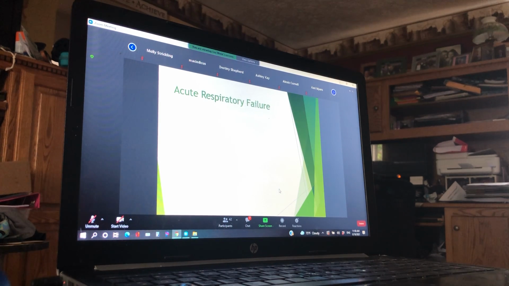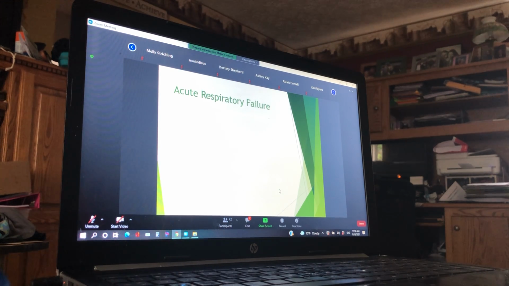Okay, so the first thing we're going to do then on your sheet will be on page 2 of your notes, and it's respiratory failure. Really what we're looking at here is at what point do we need to put them on a ventilator? At what point do we say they're not doing well enough and they need to go on some type of ventilation?